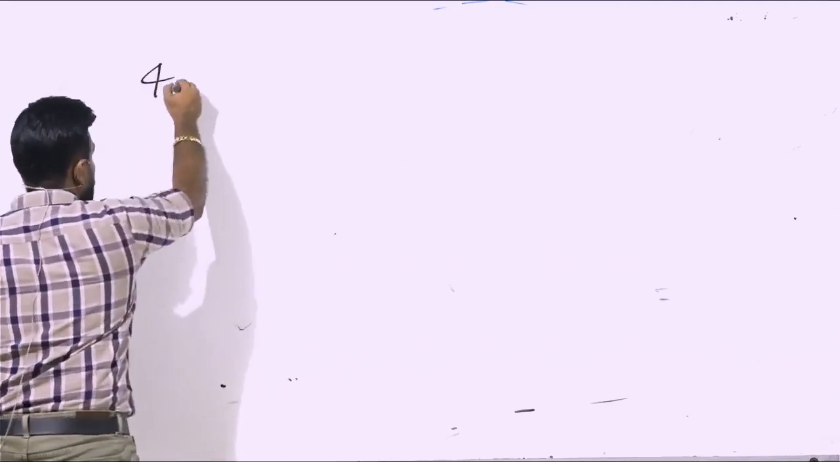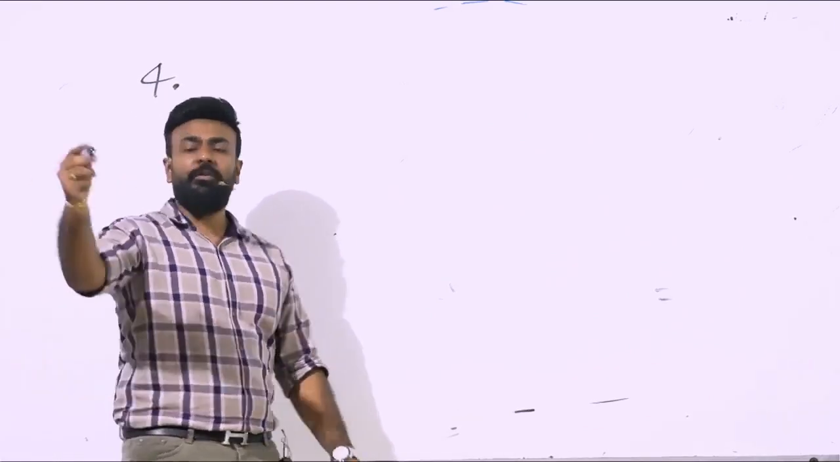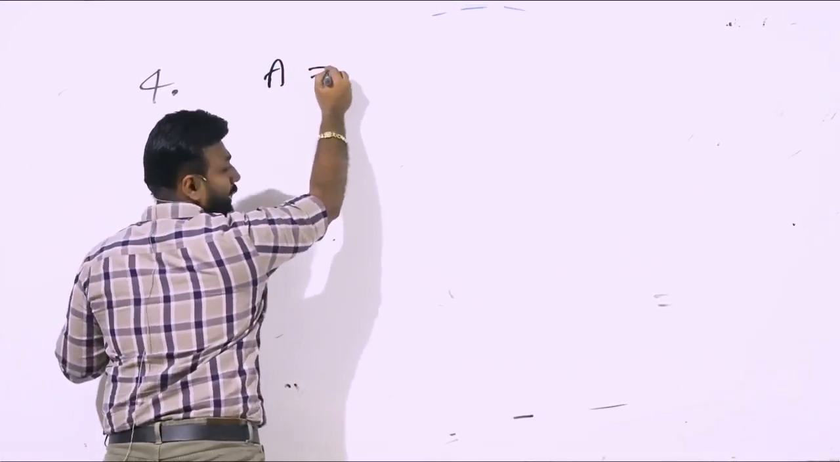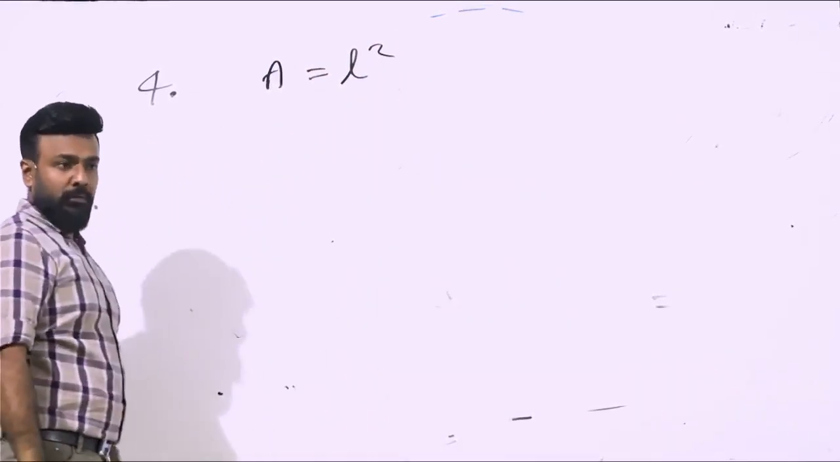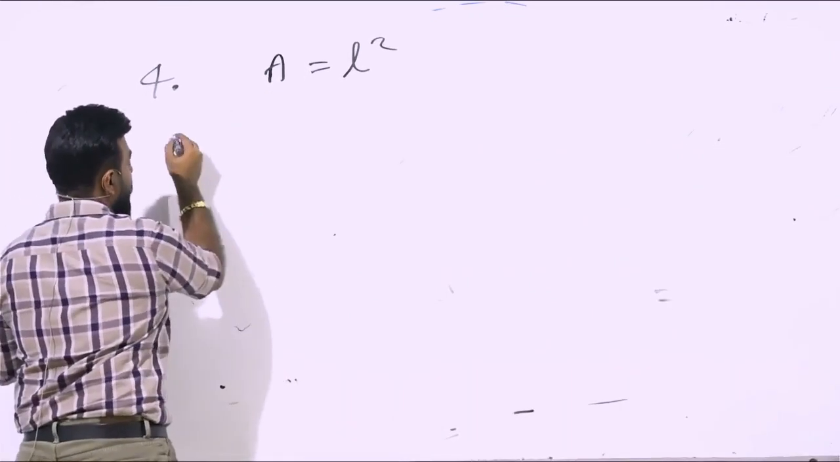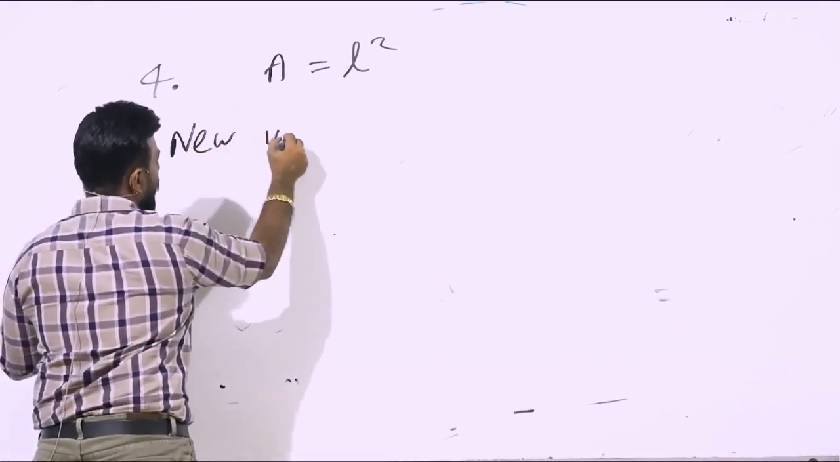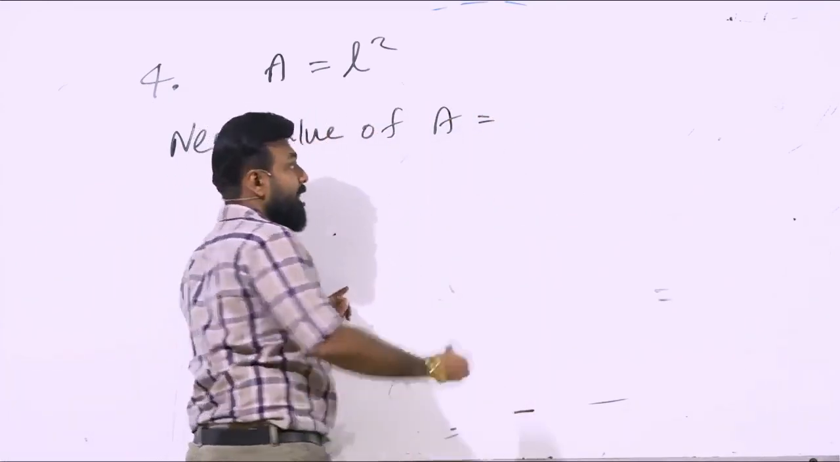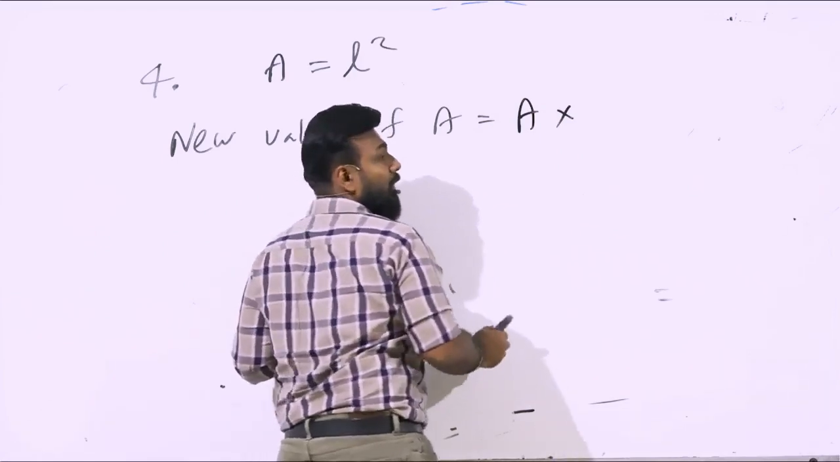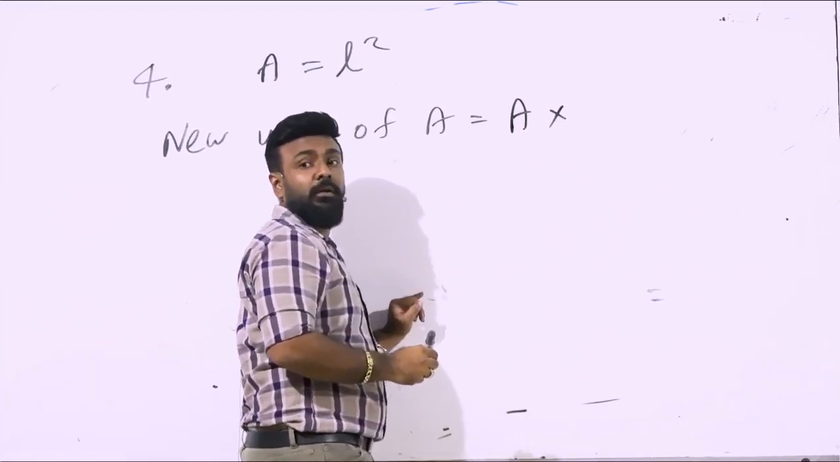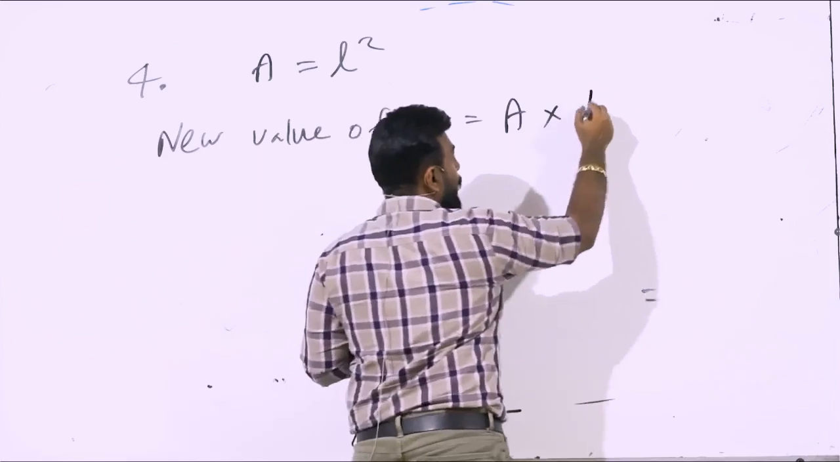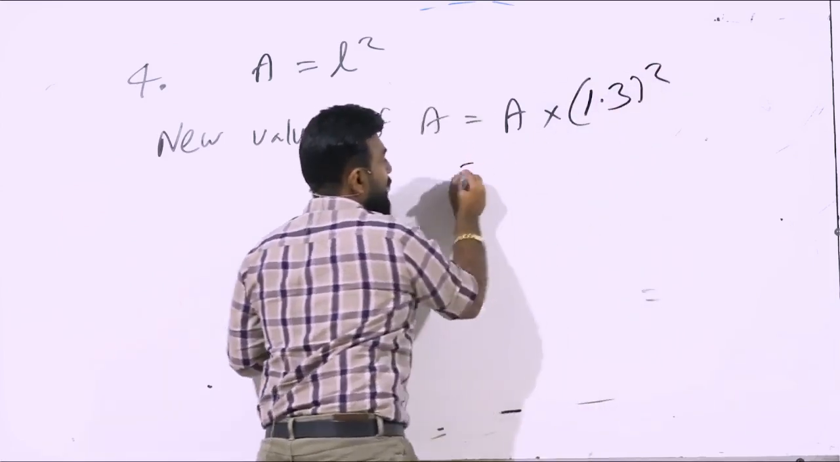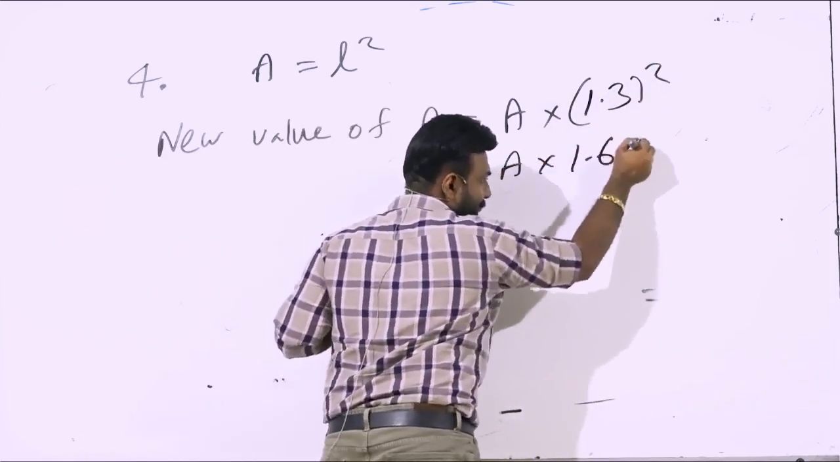Okay, time is enough. Now, you may be thinking that I didn't give any equation. Why should I give an equation for the area of a square? What is the area of a square? Area is L square. Right? So the initial area is taken as A. What is the new value of A? New value is initial value into 1.3 squared, which is A into 1.69.